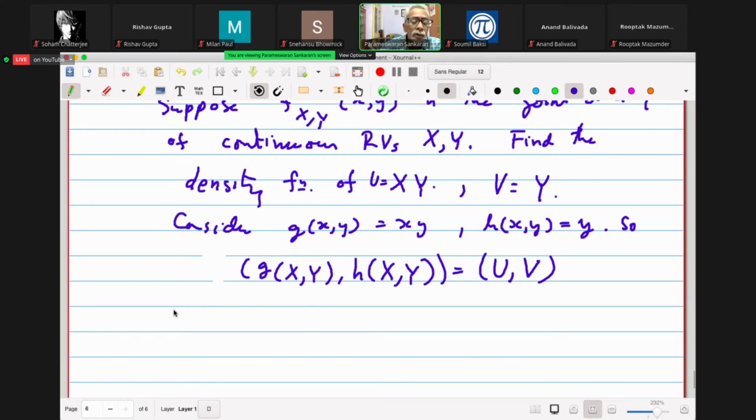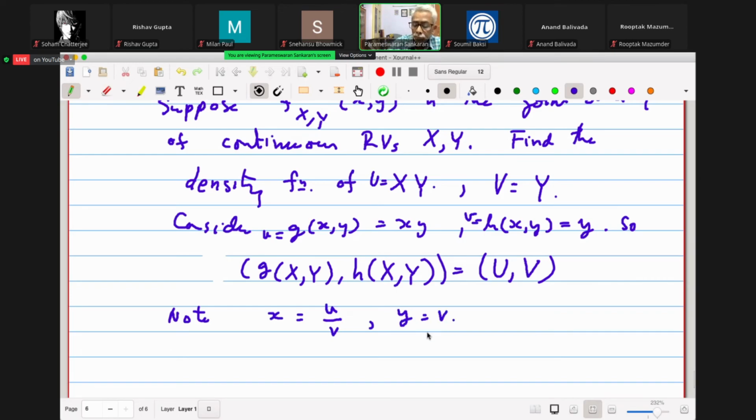So note, you can write the Jacobian and do the test that I told you, but directly you can also consider this as u and this as v after all. So I can write, note, x is equal to u by v, and y is equal to v.